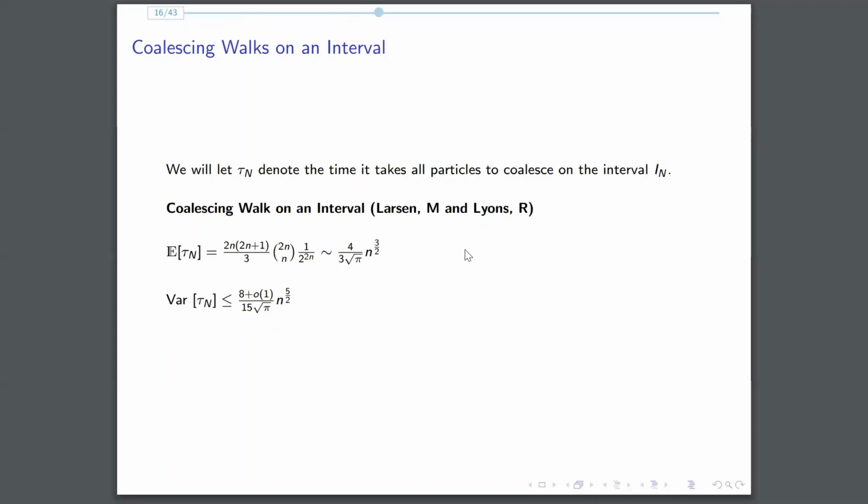There's been some previous work done on this problem by Michael Larson and Russell Lyons. In a paper of theirs, they show that the expected value of tau_n is given by this equation over here. And they show that the variance of tau_n is bounded by this expression given here. These results were obtained through an analysis of generating functions.